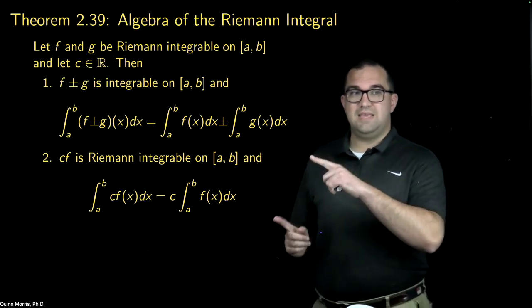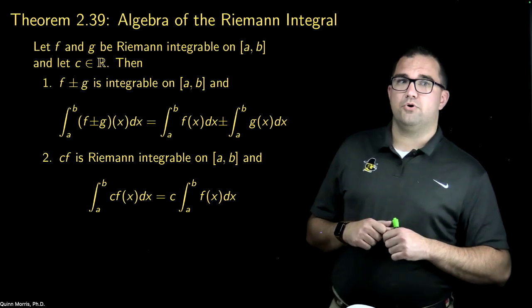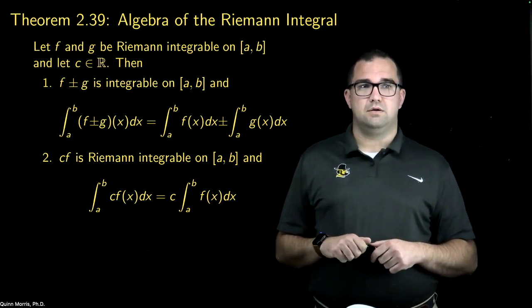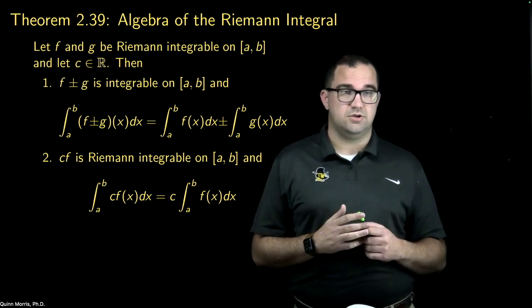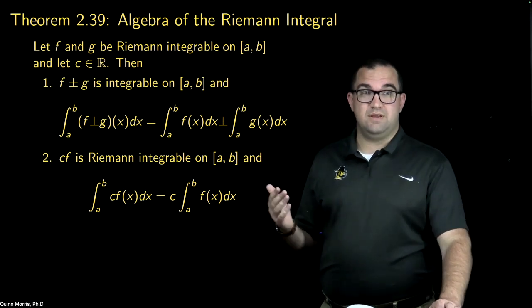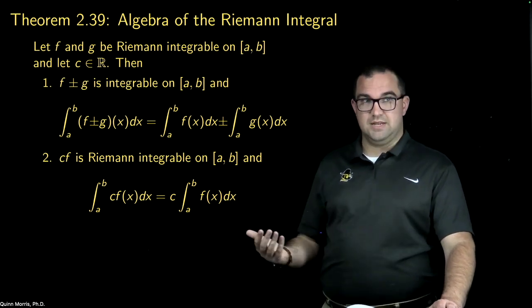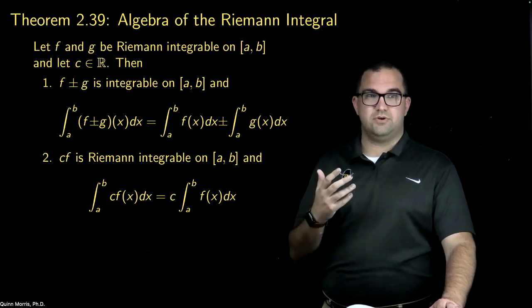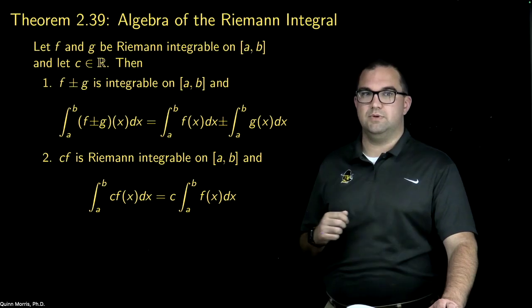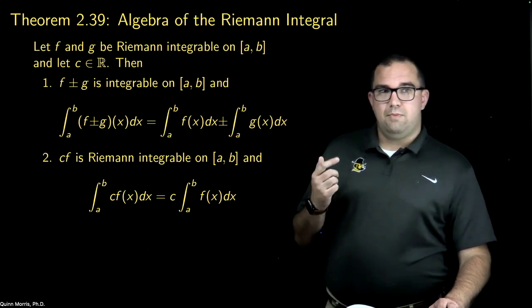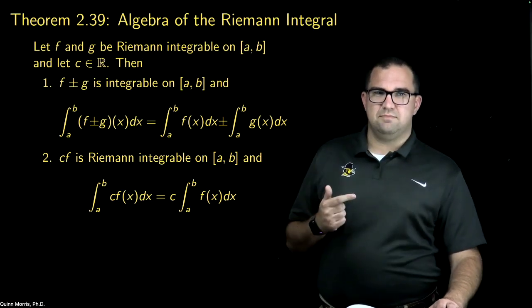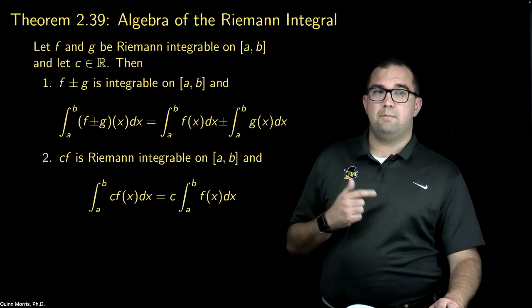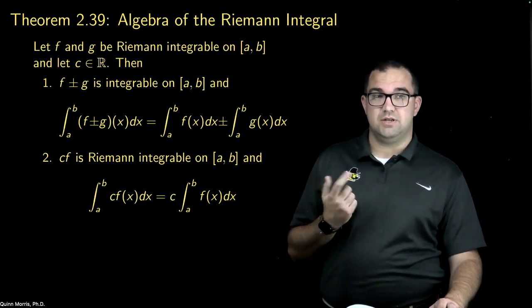Now, these look similar to claims we've seen about other things, right? So we've seen that you can break up a derivative over a sum. You can pull a constant out of a derivative. You can do the same thing with continuity and limits, right? If f and g are continuous, then f plus g is continuous. You might notice, though, that we are missing some things. We're missing things about multiplication and about division.